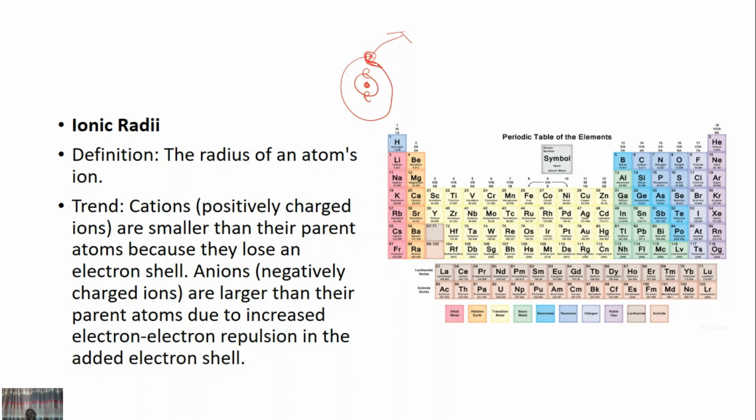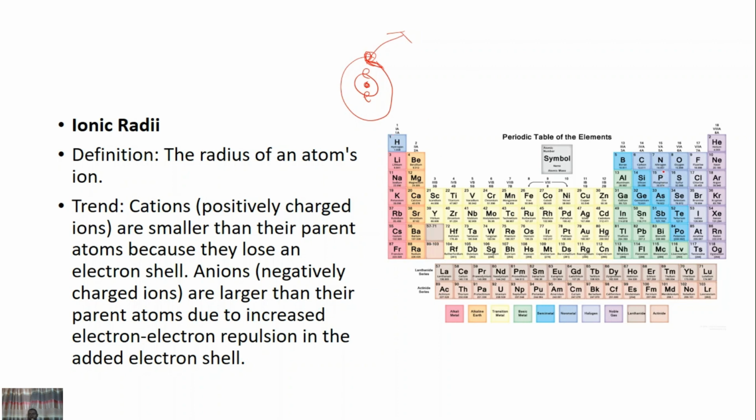The radius reduces because this shell is no more there, right? So it means that for electropositive elements that tend to lose their electron and become positively charged, their ionic radii usually become smaller, while those that tend to gain more electrons, the anions, their ions are usually larger than their parent atom due to increased electron-electron repulsion.